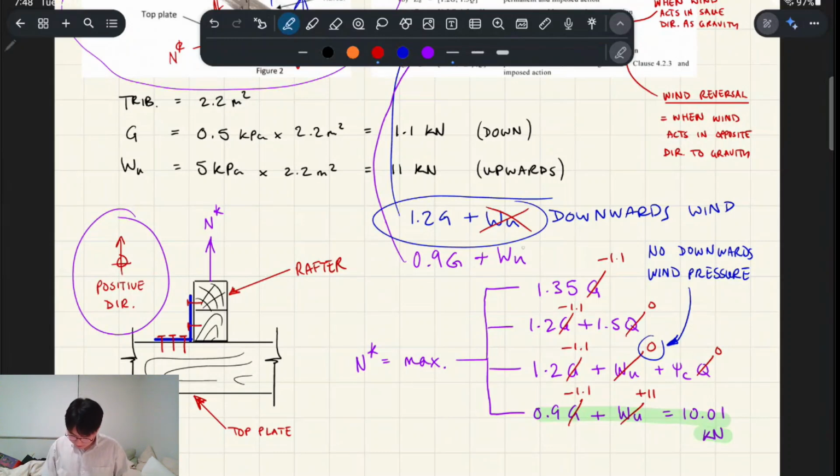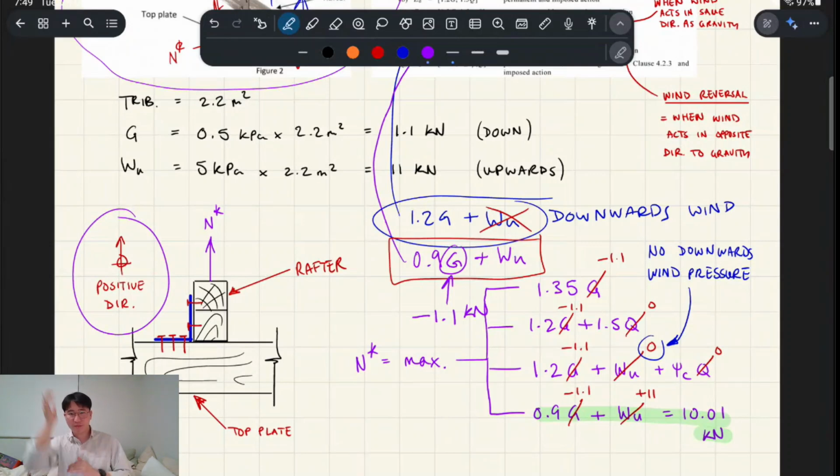But this one here is basically wind reversal, right? So if we consider the directions and positive being up, that's wind uplift in our case, sucking the roof sheeting up and making the whole system want to go upwards, right? And gravity is actually beneficial in that case, so you have to subtract. I put a negative there, but let's just say whatever value we got, which was 1.1 kilonewtons in this case, we have to add a negative sign to gravity, because gravity is beneficial for this uplift case, right? Because it's the thing that's holding it down.